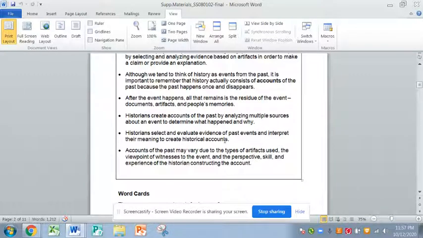Again, artifacts and things don't come with instruction manuals. We have to do some investigating and researching to determine what they are, what they were used for, when they were used. And accounts of the past may vary due to the type of artifacts used, the viewpoint of the witnesses to the event, and the perspective, skill, and experience of the historian constructing an account.